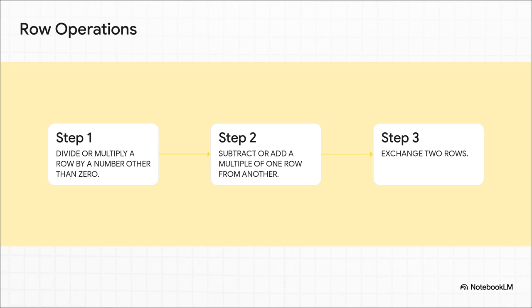That's its entire toolkit. 1, you can multiply or divide any row by a number as long as it's not 0. 2, you can add or subtract a version of one row to another. And 3, you can just swap 2 rows. That's it. That's the whole playbook.